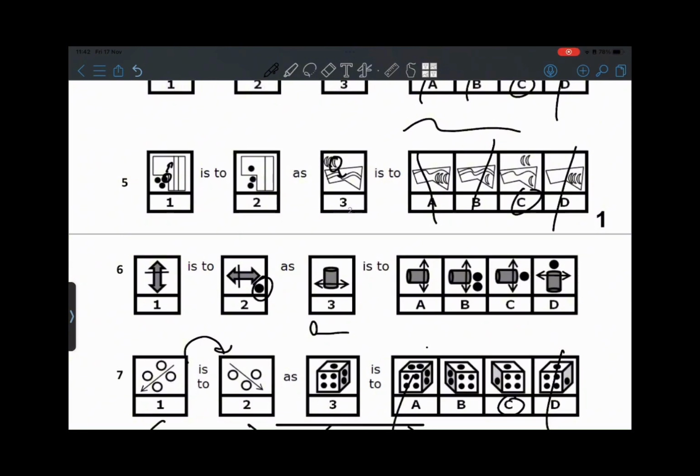Wait, hold on, am I looking at the right... Oh, I was looking at maths. Okay, that makes sense. That makes sense. Let's look at NVR. Year 5. To NVR. There we go.